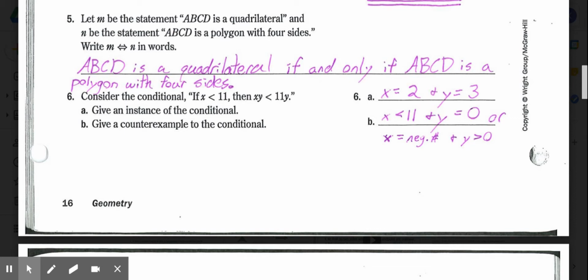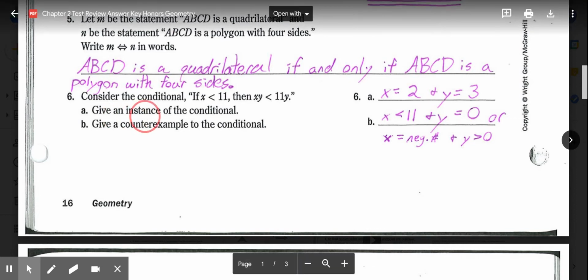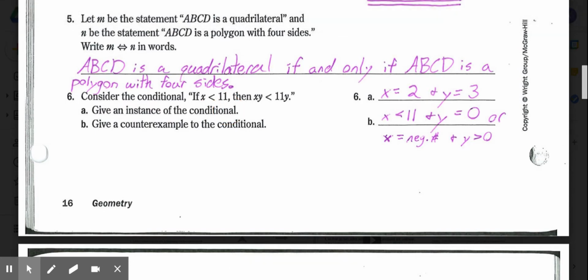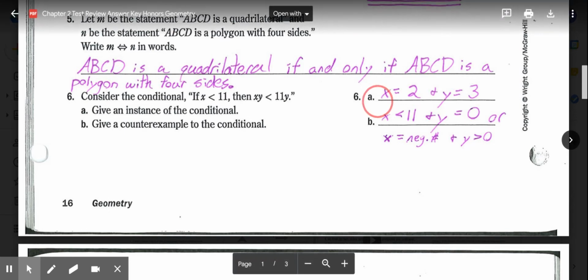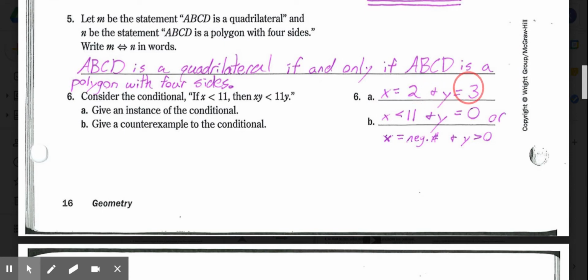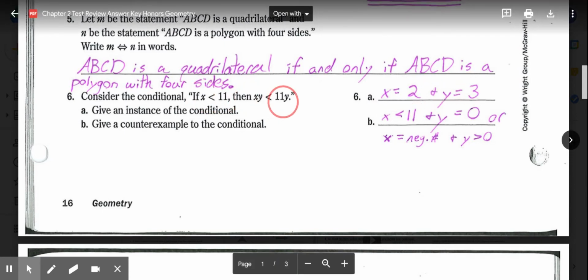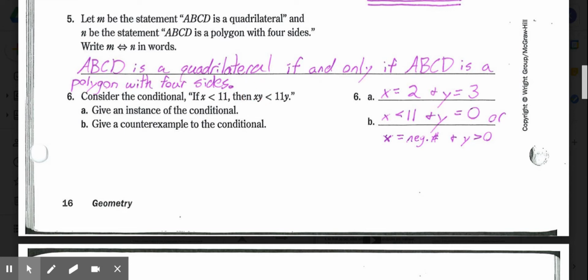And then in 6, there's multiple options for your examples. In 6a, an instance of the conditional would be a value for x and y that makes this conditional statement true for both parts. So if x is less than 11, then x times y is less than 11 times y. So one instance, we could have x equals 2 and y equals 3, which makes both parts of this conditional true.